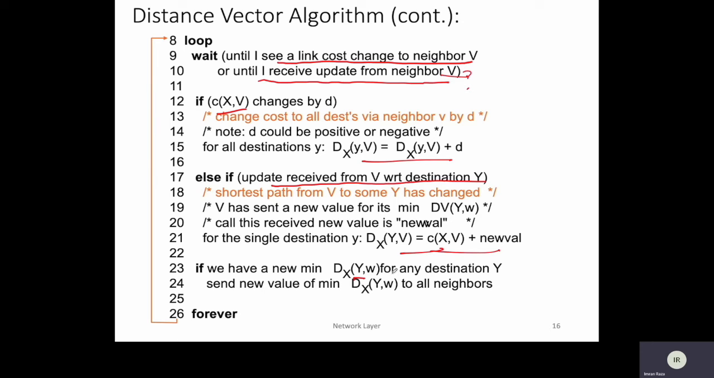And if this new cost is not the least cost, which was the case with Y, there won't be any update messages for the neighbors, and we'll again remain in this loop waiting for either a link cost change or an update from a neighbor with respect to a destination, say V.